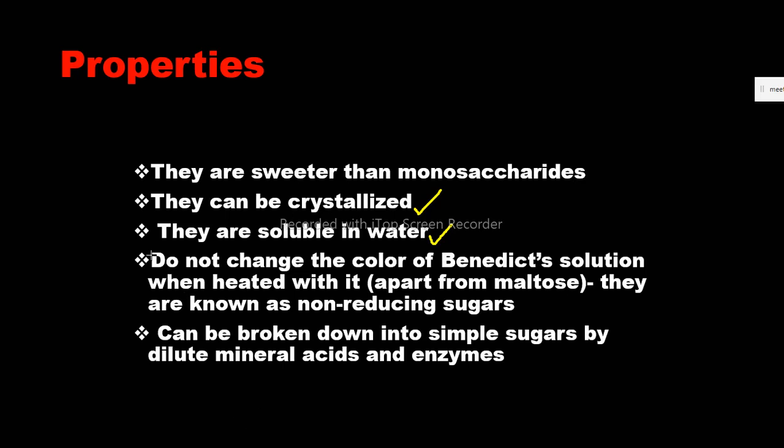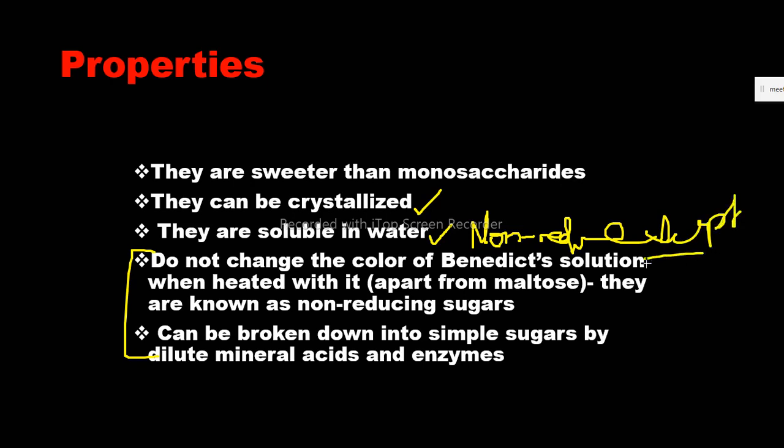Now these ones are kind of technical. All monosaccharides are non-reducing sugars, except, now people are beginning to complain, except maltose. So the rest are non-reducing sugars. They do not reduce Benedict's solution. They do not reduce copper 2 ions in Benedict's solution to copper 1.